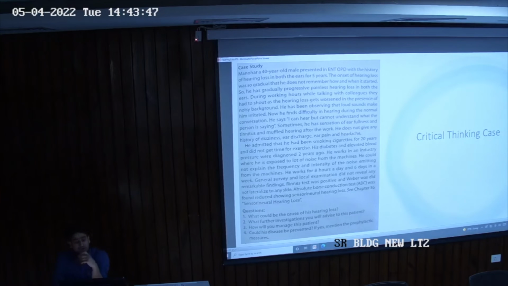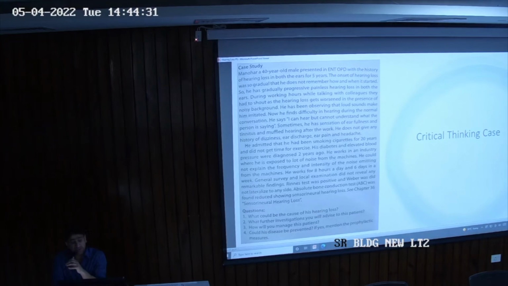During working hours, while talking with colleagues, they had to shout as the hearing loss worsened in the presence of a noisy background. Okay, so cochlear pathology is defined. He has been observing that loud sounds irritate him. This is known as the recruitment phenomenon. Now he finds difficulty in hearing during normal conversation. He says, I can hear but cannot understand what the person is saying. Okay, so it is also a defining feature of a cochlear pathology.